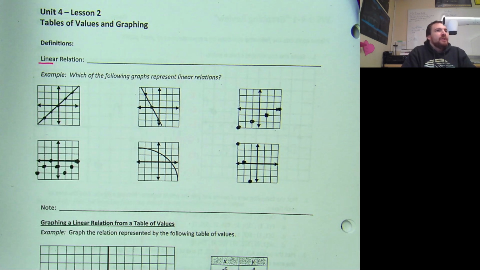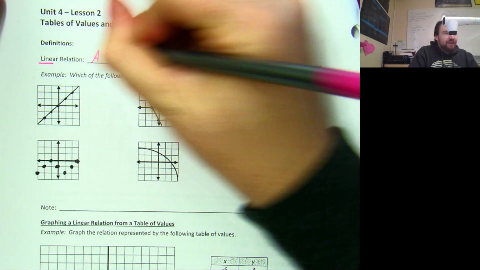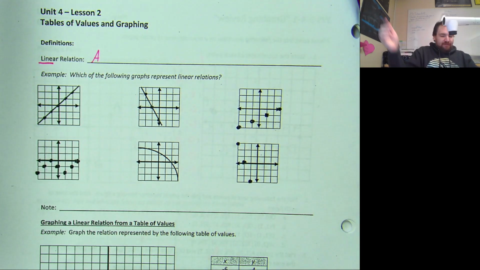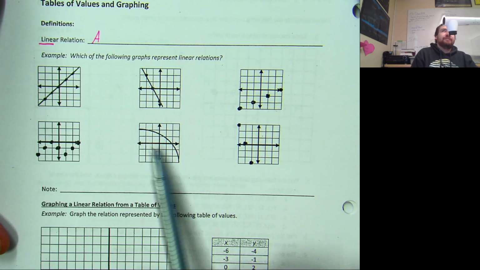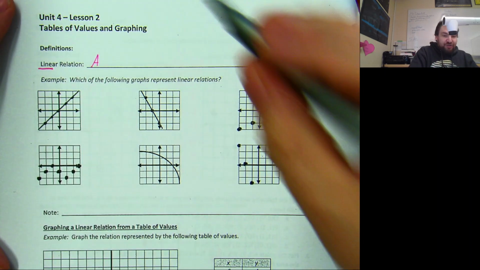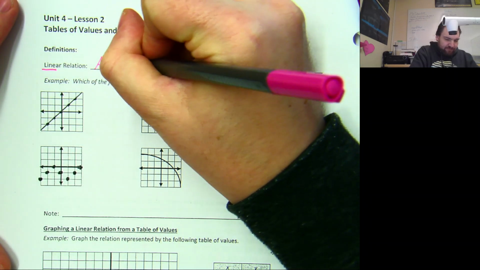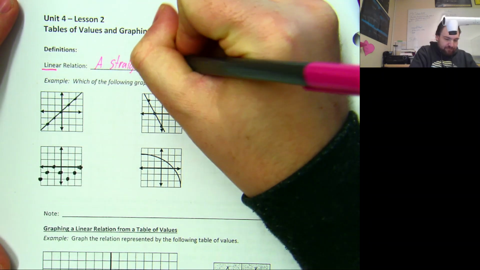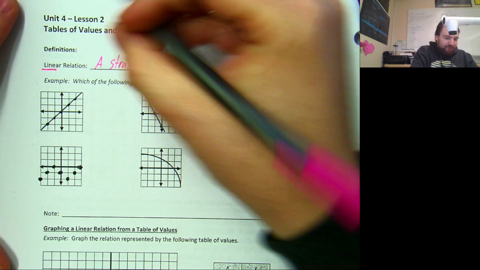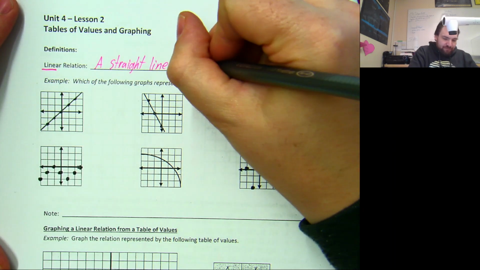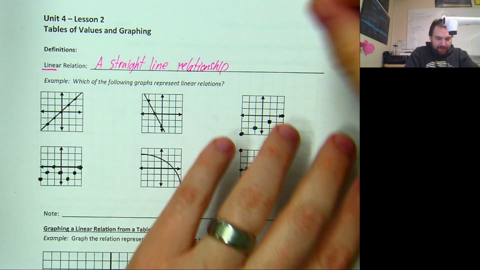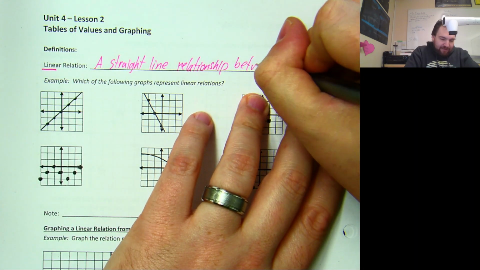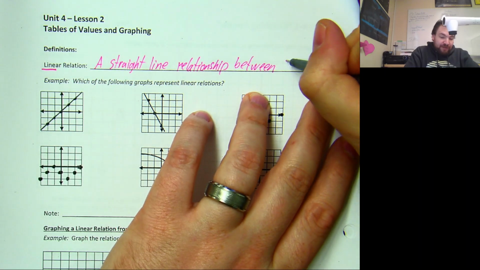Okay. So a linear relation is, and we're not just going to say line, because this is technically a line, but this is not linear. It's a straight line. And then relation is relationship. With another spot? Oh, I see. Between two variables.